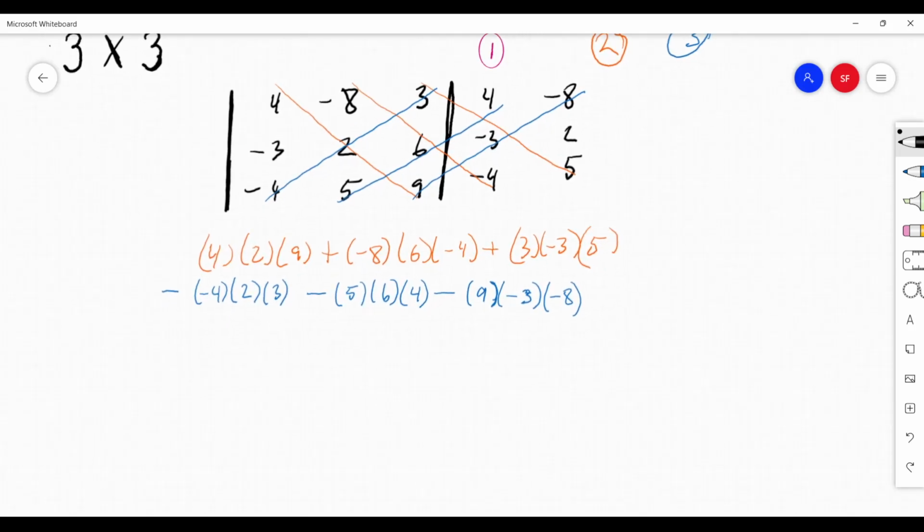Okay. So 4 times 2 times 9. That would be 8 times 9, which is what? Definitely not 73, but that's close. 72. Oh yeah, 72. And then negative 8 times 6 times 4 is what? I can tell you right now, it'll be close to 200. 197. Negative. You're lying, but you're so close. Because we've got a negative times a negative times a positive. So positive 197. Is that what you said? Yes.